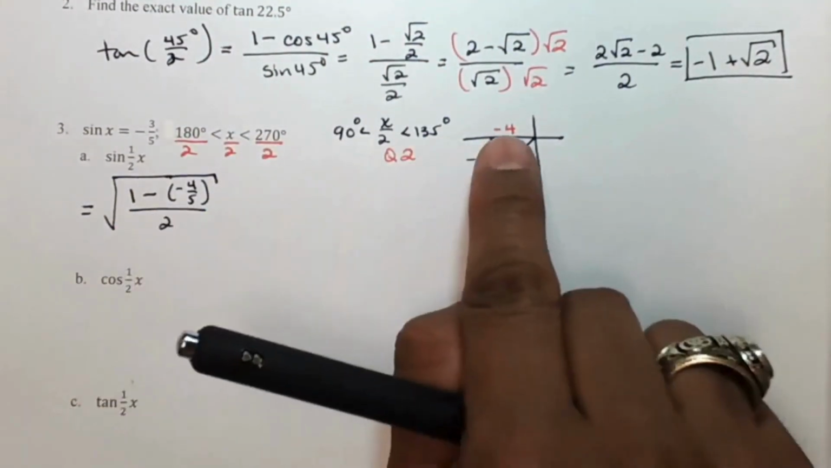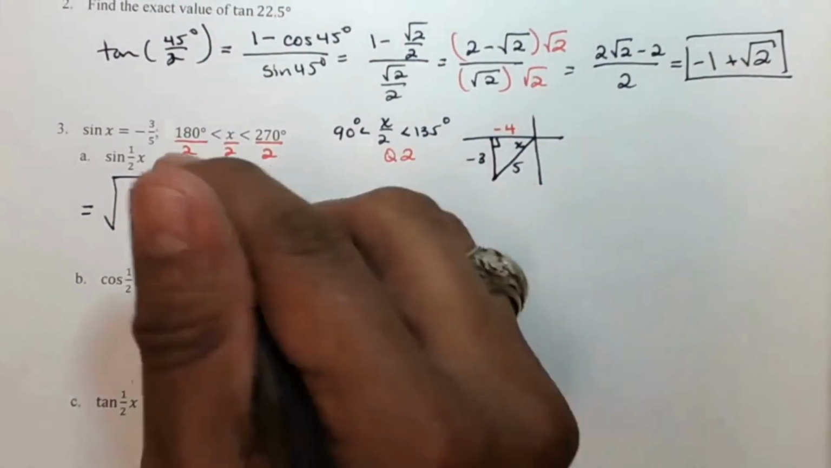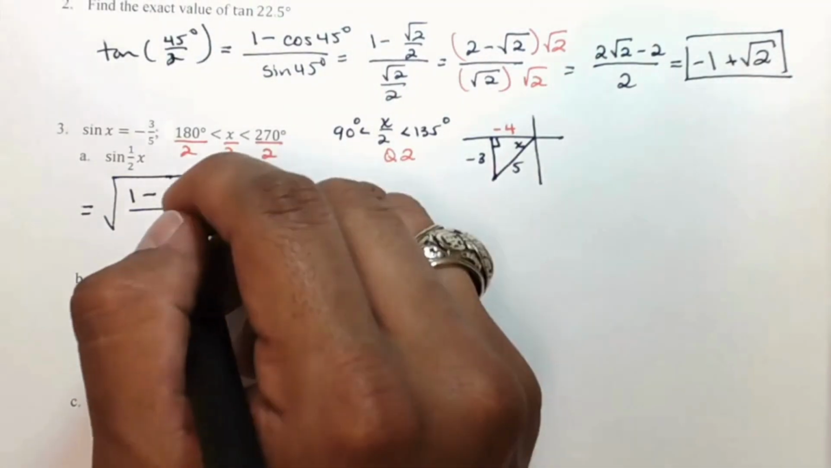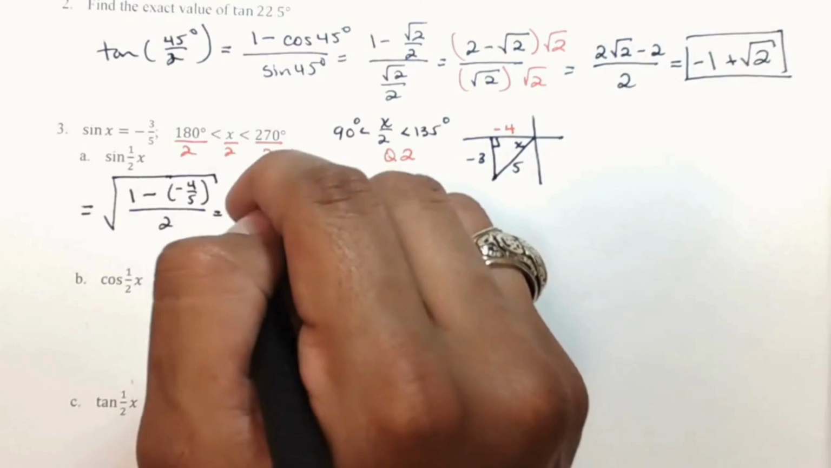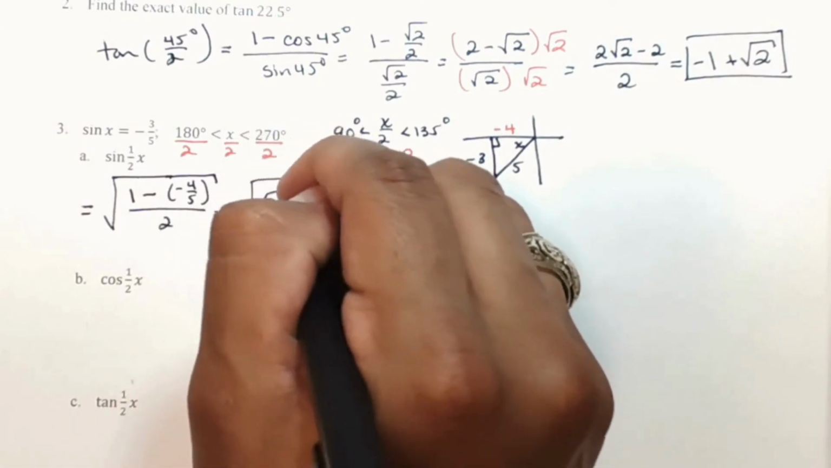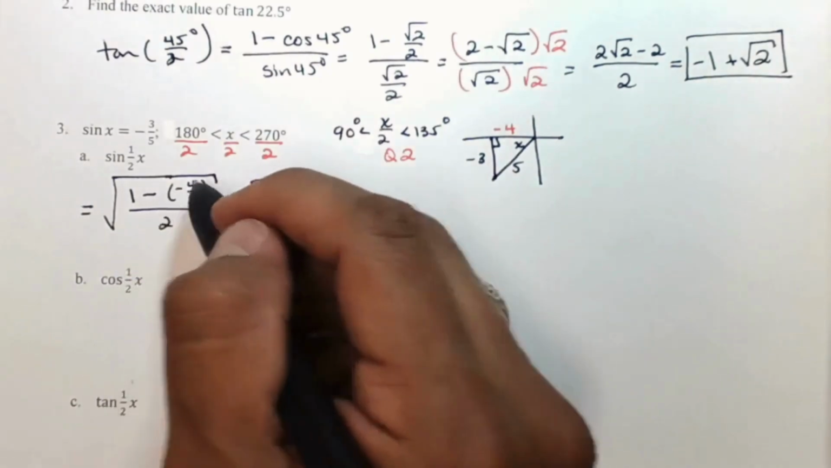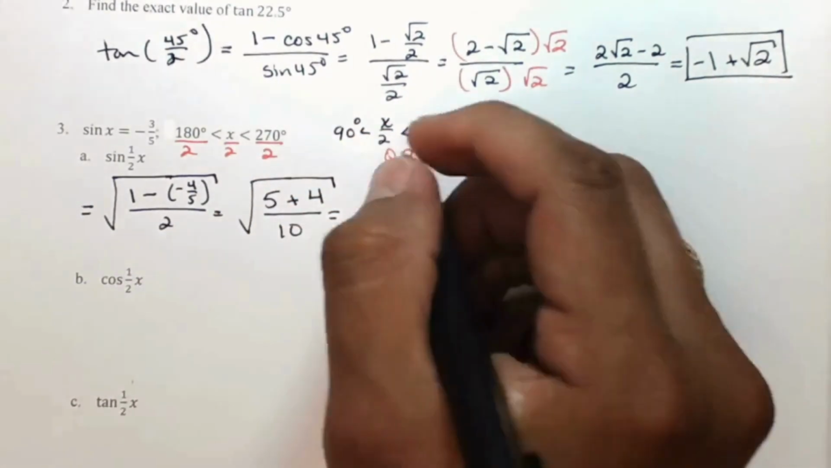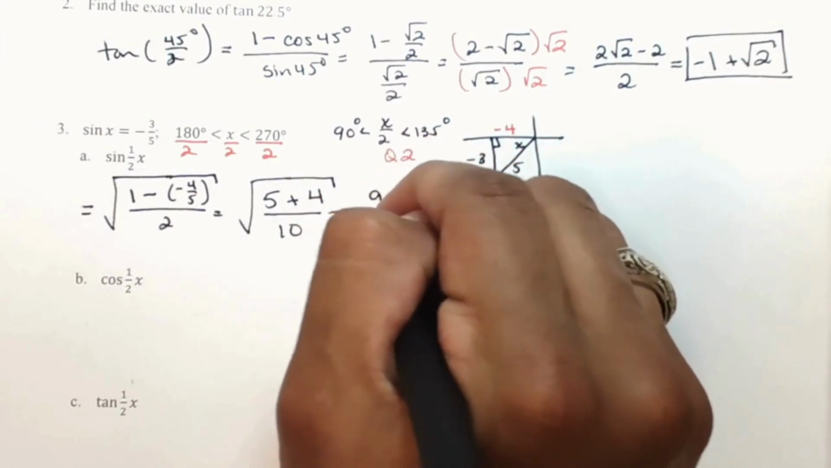1 minus cosine x, -4/5, all divided by 2. And then we'll just do some math to simplify it. I'm going to get rid of this fraction by multiplying everything by 5. So we end up getting 5 plus 4, because minus a negative, all over 10, which we end up getting 9/10.